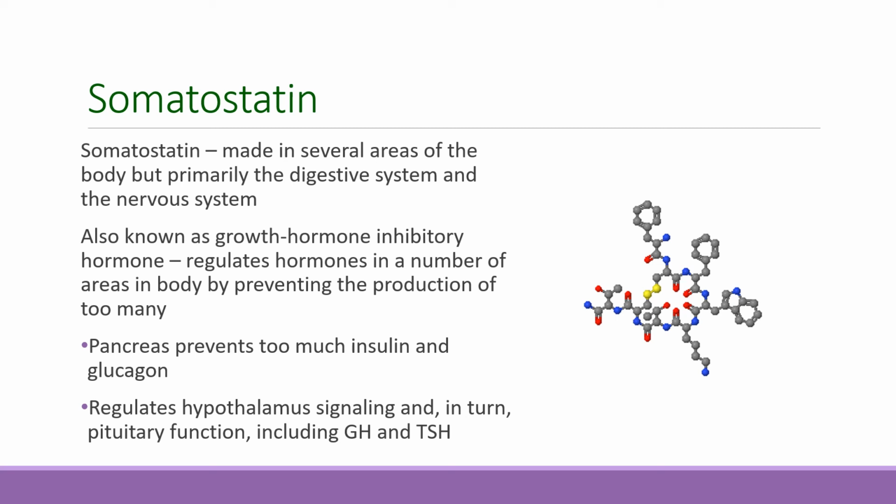Now these also regulate the hypothalamus signaling and in turn pituitary function, including growth hormone and thyroid stimulating hormone. So this is important because, you know, we talk about the HPT axis and the HPA axis and the HPG axis, but here we have the pancreas having an effect on the hypothalamus, which of course is at the start of all those different axes. So this is what I mean. You can't really separate these things out. You have to make sure they all function well.